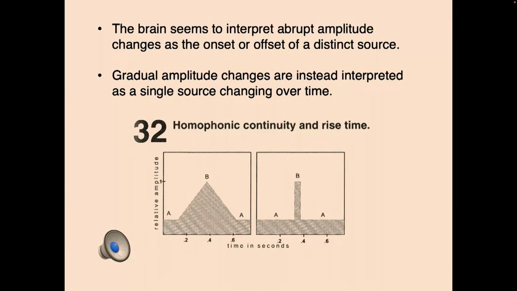Homophonic continuity and rise time. A noise repeatedly rises and falls in intensity. If the changes occur slowly, you hear a single sound, waxing and waning in intensity. If the changes are abrupt, you hear two sounds. A soft one continuing unchanged, and an additional noise burst added to it periodically. First we hear the gradual changes, then the abrupt ones.